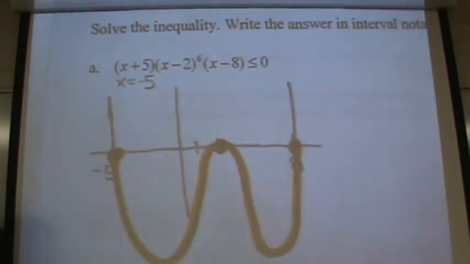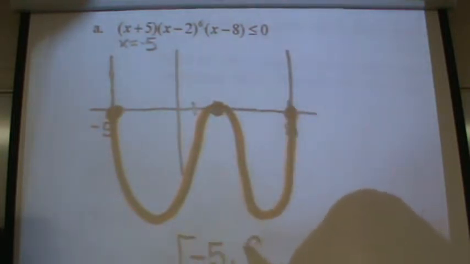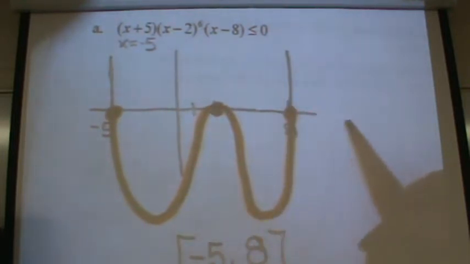So can someone tell me the shortest answer you can think of in interval notation? Bracket -5, comma, positive 8, bracket. Yep. Perfect.